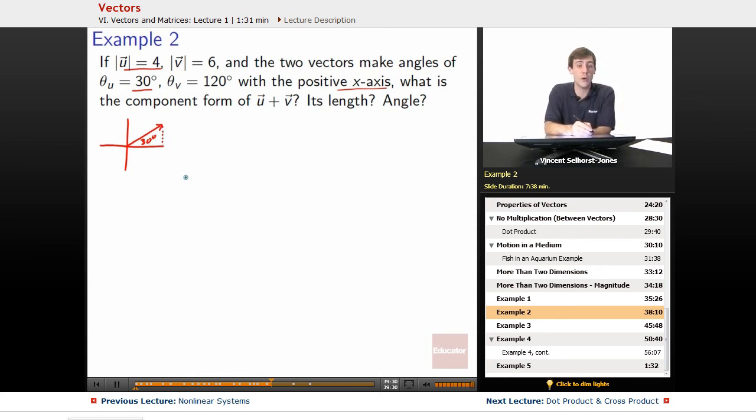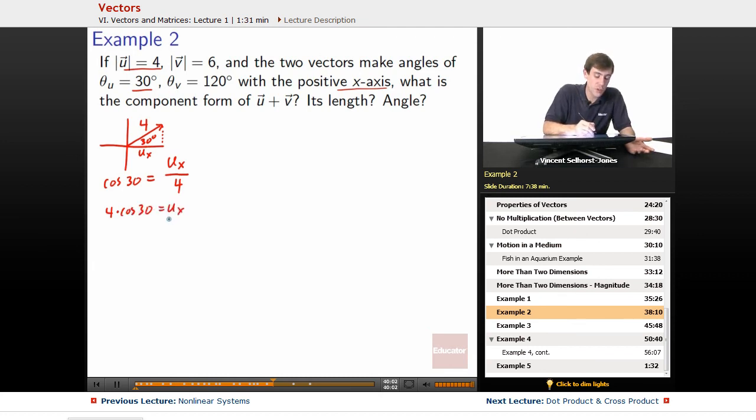If we want to break down u into its x component and its y component, well then we know that cosine of 30, remember it's horizontal, its hypotenuse was 4. So cosine 30 is going to be equal to the x component of u, the first component of u, here is ux, the side adjacent. Cosine 30 equals side adjacent ux over the hypotenuse 4, so 4 times cosine 30 equals ux. Cosine 30 is the same thing as root 3 over 2, so we've got 4 times root 3 over 2, so we've got 2 root 3 equals ux.